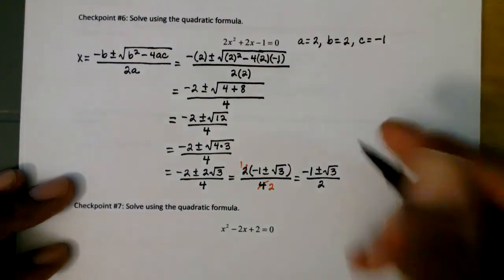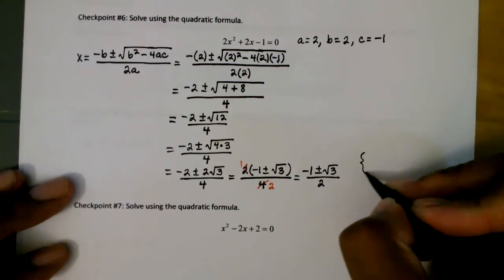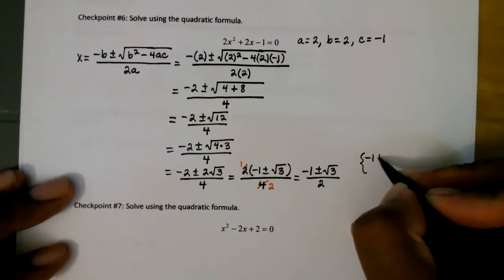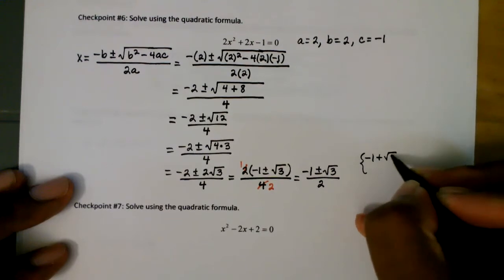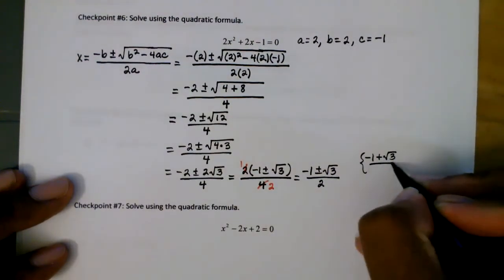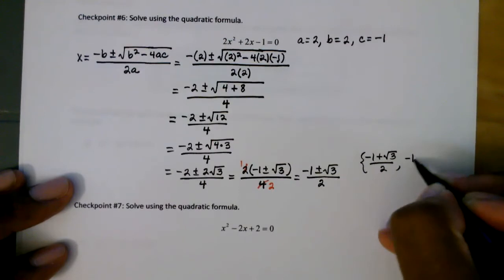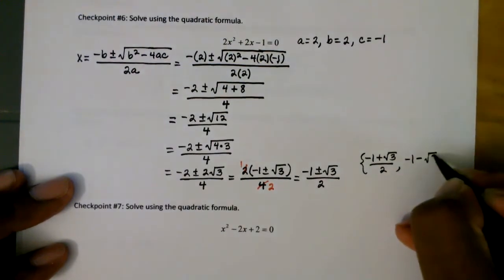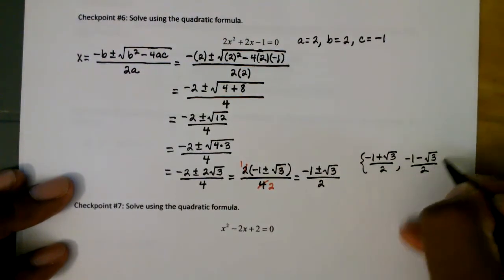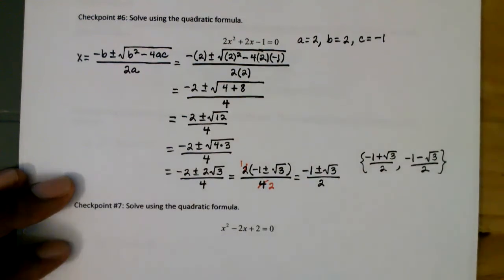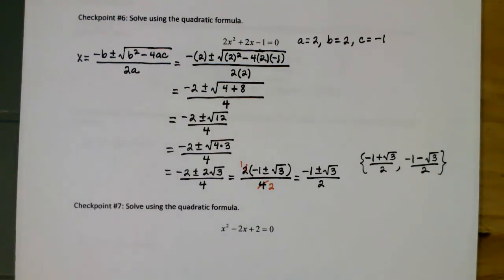Okay, so this is going to represent two answers. Negative 1 plus the square root of 3 over 2. Negative 1 minus the square root of 3 over 2. So those are my two answers there.